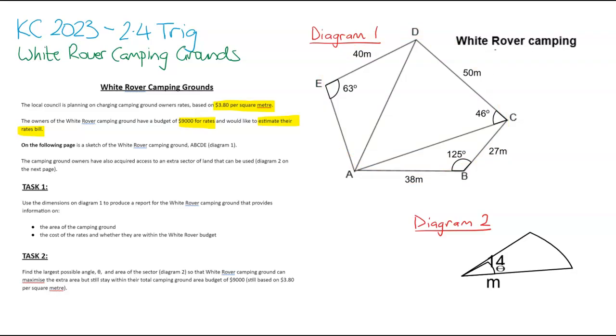So jumping over to task 1, which is the main bit of this question, for the achieved and merit stuff, use the dimensions in diagram 1. So we're not looking at diagram 2 yet. And we've been asked to find the area. And after that, we are looking at the cost to see if it is within their budget.